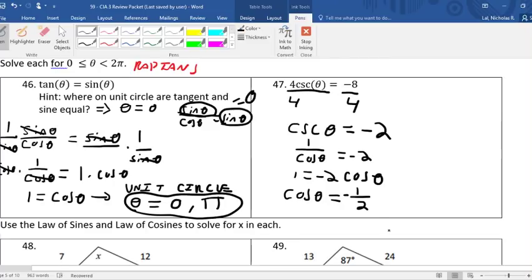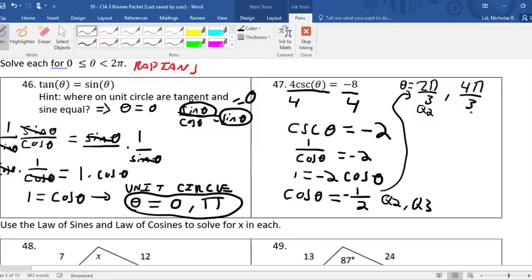That is going to be, in radians, -1/2 in quadrant 2 and quadrant 3. So when is the cosine of theta equal to 1/2? When theta is equal to 2 pi over 3. So theta is going to have to equal 2 pi over 3 and 4 pi over 3. This is our quadrant 2 and our quadrant 3 reference angle.